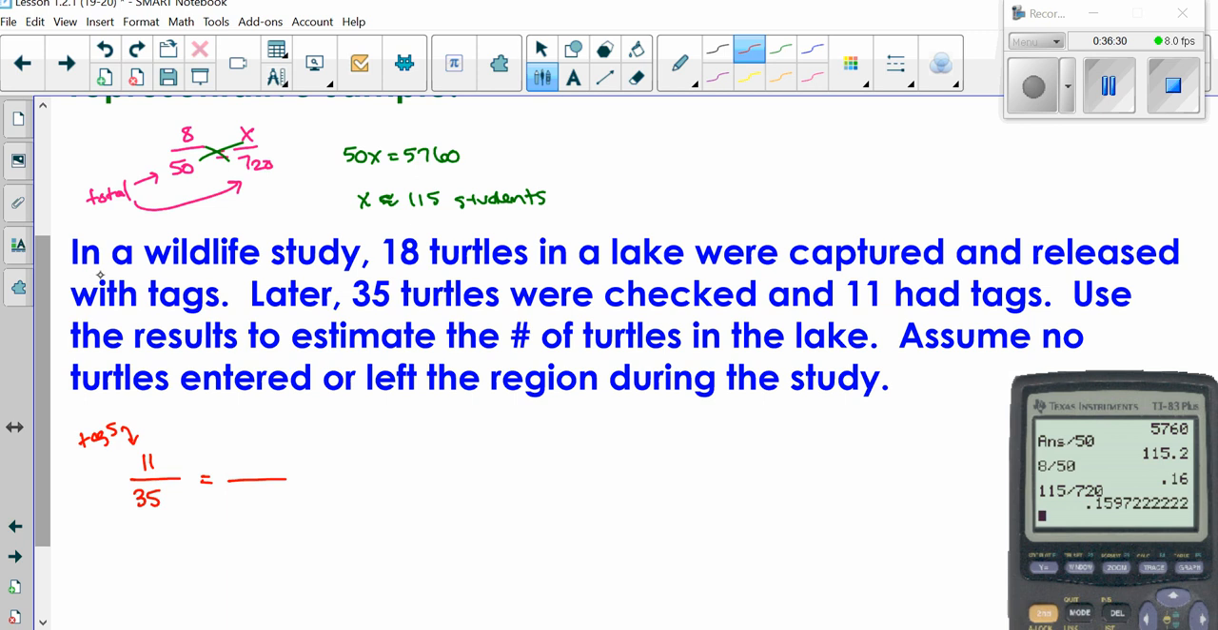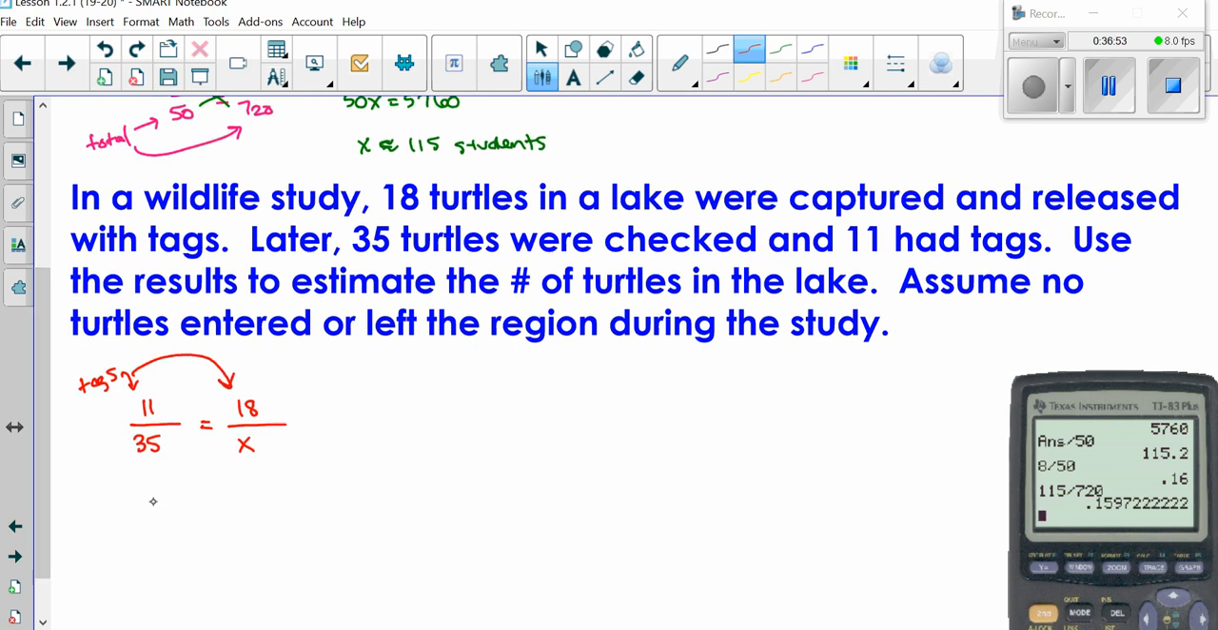So if we go back up here, it says in a wildlife study, 18 turtles in a lake were captured and released with tags. Okay, 18 of them had tags. So that would go here, because notice tags was up here, so then tags would be up here. That means we don't know what that total is. So 18 were captured and have tags out of what total? These can be flip-flopped. You could have said x over 18 equals. But since this then represents tags, when I set up my next proportion, that 11 would go down here and the 35 would go up here. Because 11 of them had tags out of the total 35. And notice the question was asking for how many total. So total, total, tags, tags.